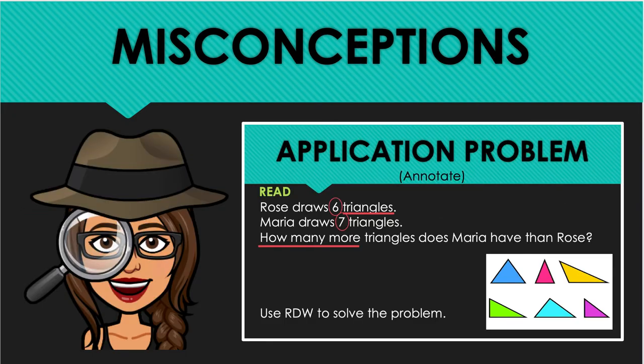Before we solve, let's take a moment to address some misconceptions or things that could easily confuse us. I'm thinking that our biggest misconception is that if we're working fast and not paying attention, we would see the numbers 6 and 7 and add them together. But again, because we looked closely and we found that phrase, how many more, we know we need to subtract, not add.